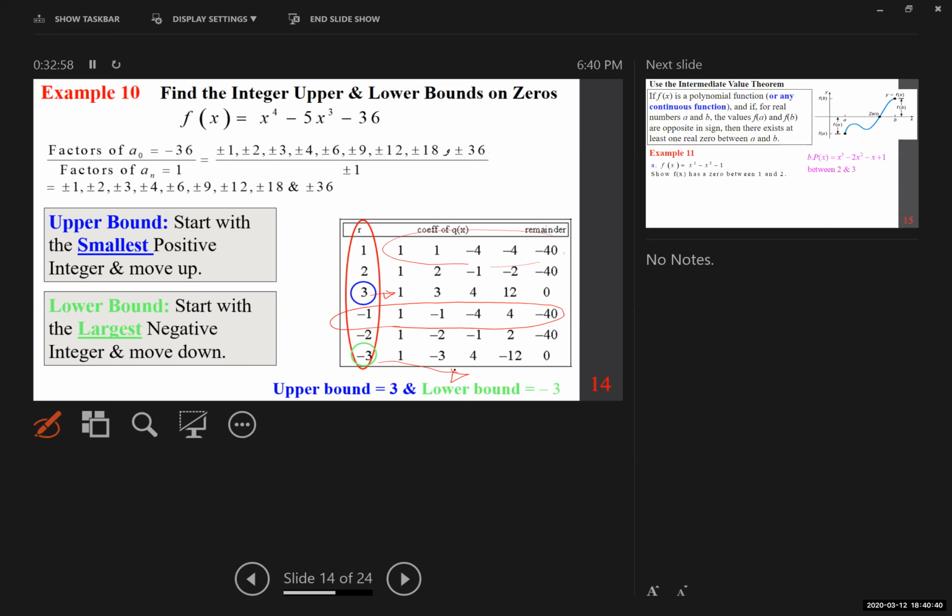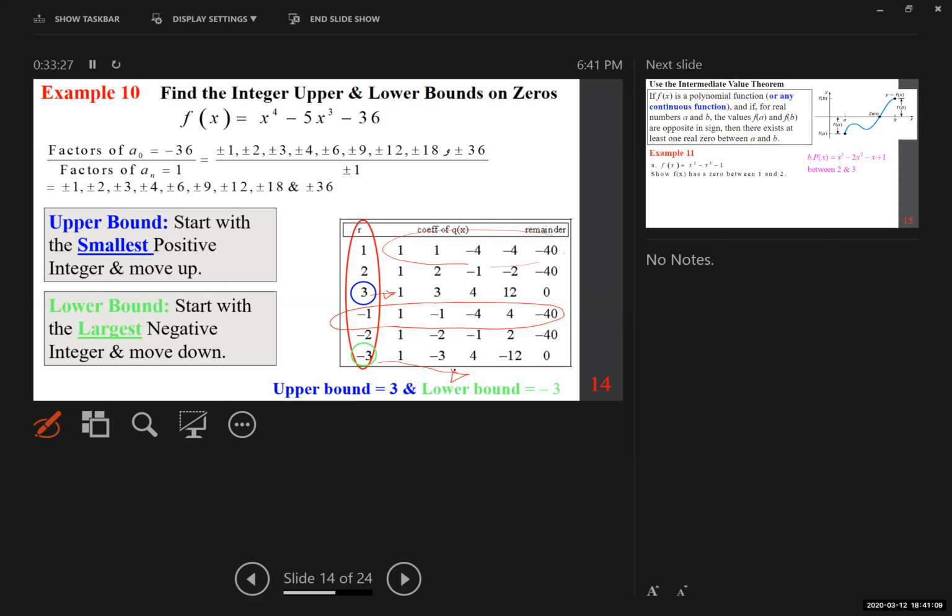Okay, take a look at factors, class. Take a look at possible rational zeros. Let's go with positive numbers. What do we have? 1, 2, 3, and then it becomes larger, right? 4, I'm not going to check it anymore. And that's the idea. I'm not going to check the rest of them: 4, 6, 9, 12, 18. I don't need to bother with any of those. That's the idea behind the upper bound.